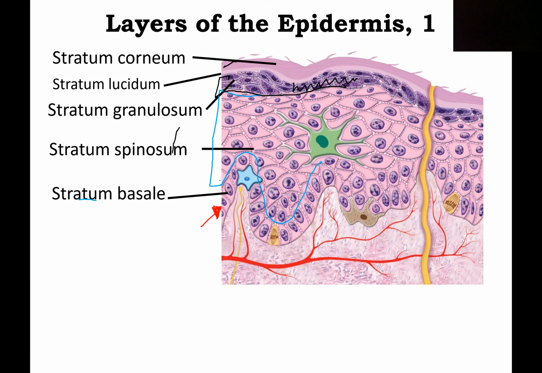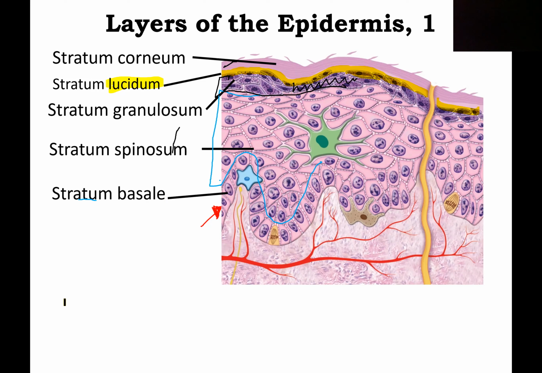Stratum lucidum is the next one. The stratum lucidum is only found in your thickest skin. It's this thin, transparent layer. It's only found in the soles of the feet and the palms of your hands. So stratum lucidum, you can look through it.